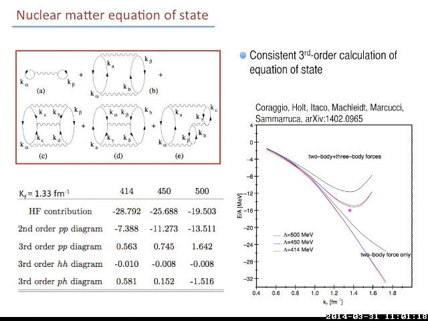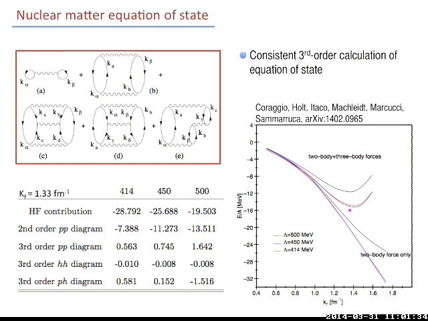So in any case, I think the take-home message is that these low cutoff potentials are well converged in many-body perturbation theory, and seem to give a pretty good description of nuclear matter. So we'd want to use them now in our calculations of, say, light nuclei and neutron matter.